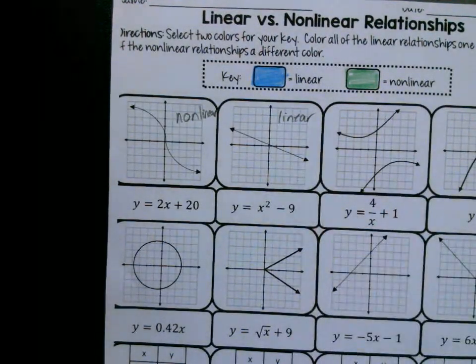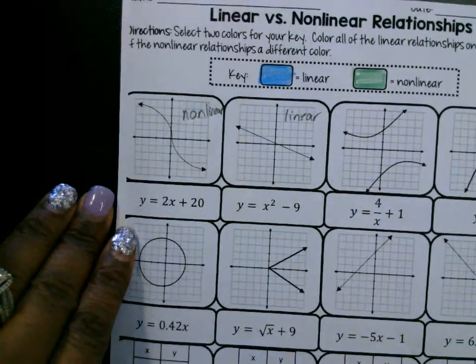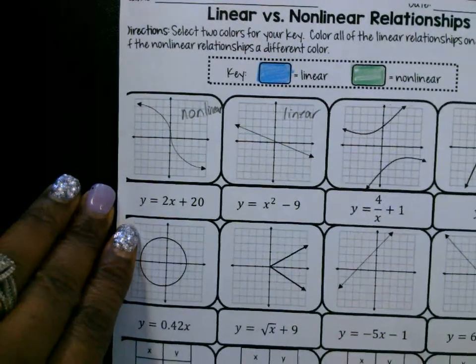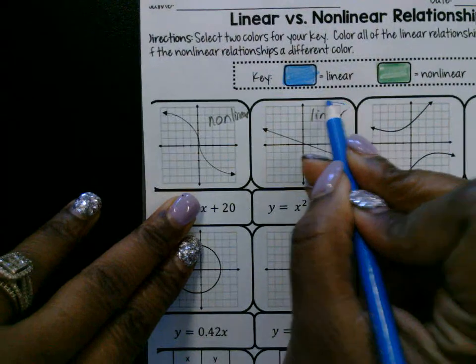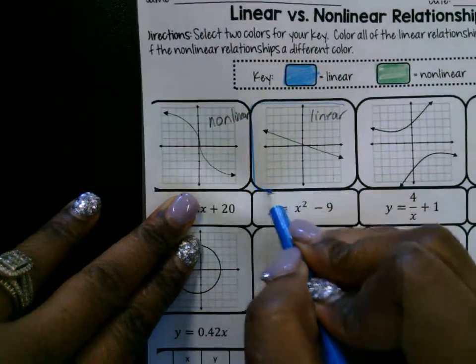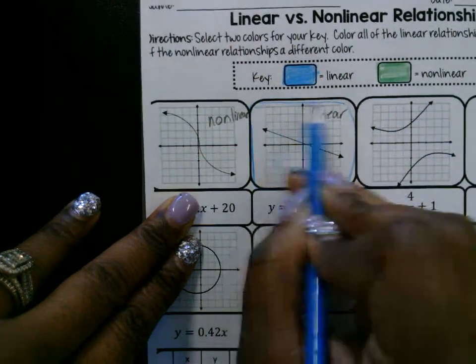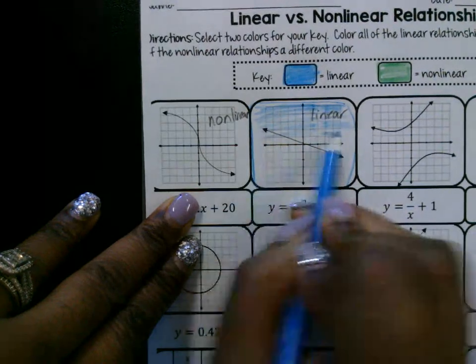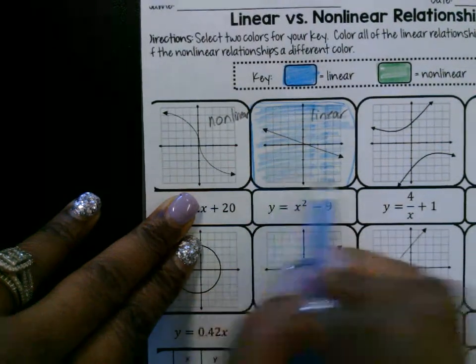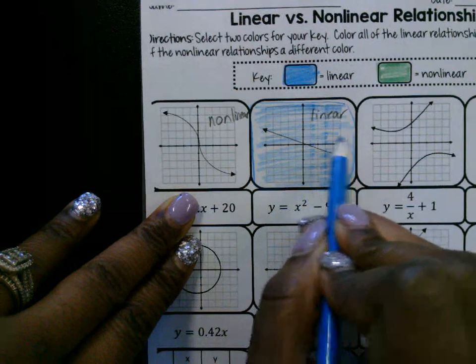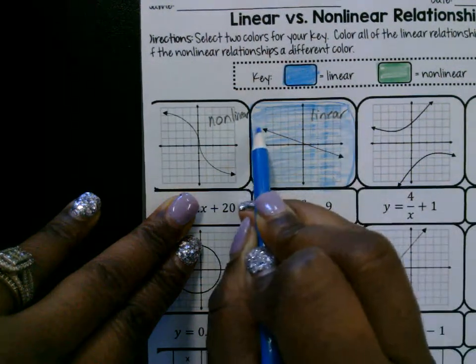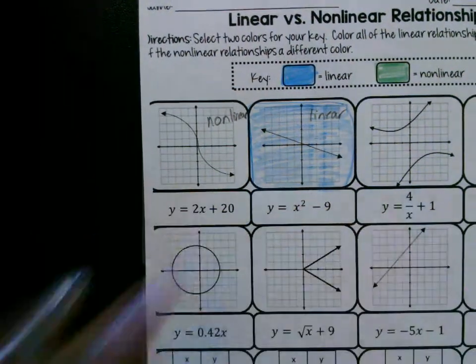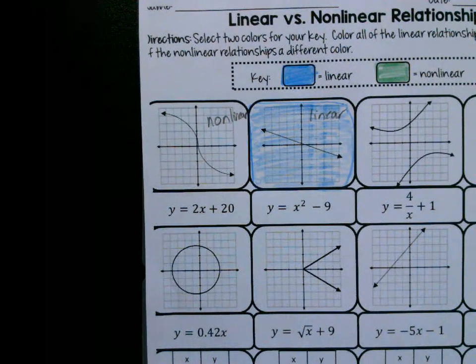So for me, I would color all of my linear functions. I color my linear blue. You might have a different color. This is linear. My nonlinears are green.